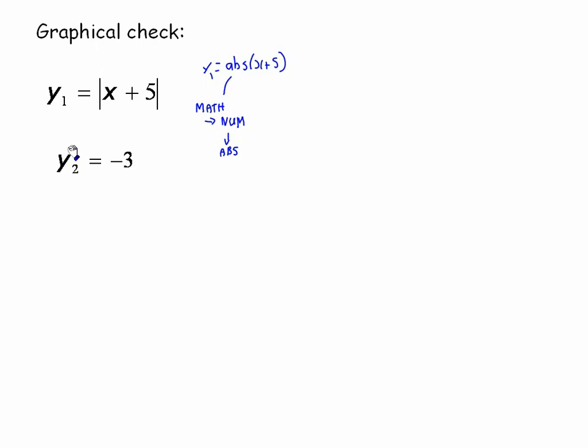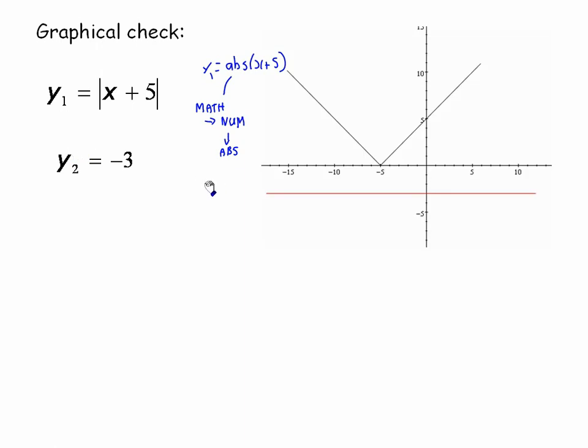And then you graph y2 is equal to -3, which is just a horizontal line. And this is what you end up getting. And you can see that y1 is always above y2. So therefore, all x values will produce a statement where the absolute value of x is always greater than -3.